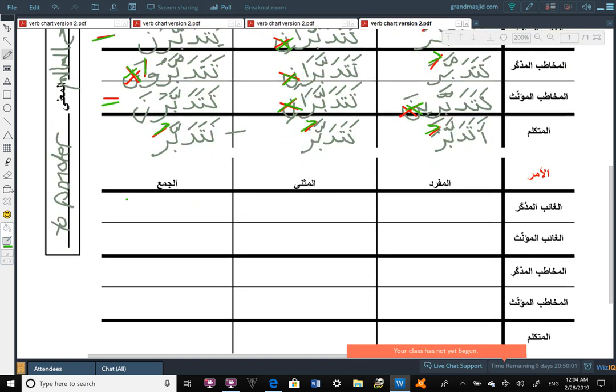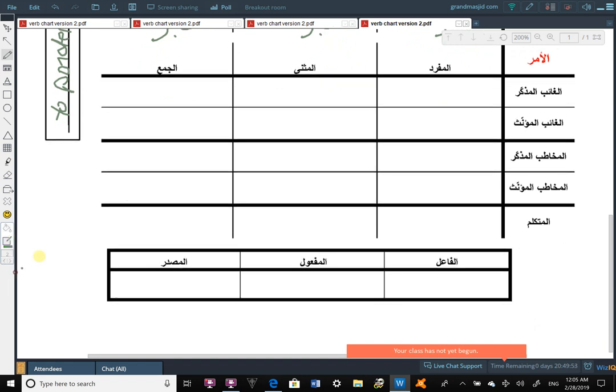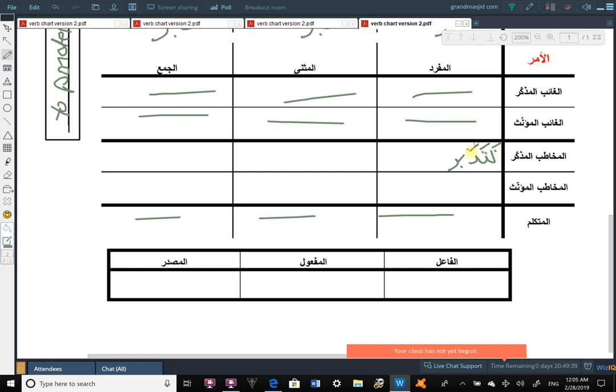Now, fi'l amr, the command verb. In the command, we do not have first nor third person. So we have tatadabbaru. How do we make this into the command? We first make our ḍamma into a sukoon, or we drop our noons, except the noon of niswa. We get rid of our present tense letter. Our ta has a fatḥa on it, so we don't need an alif. We say tatadabbar.